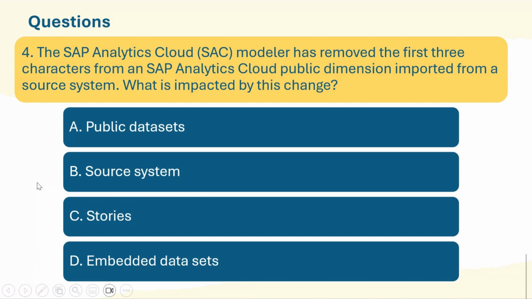The SAP Analytics Cloud Modeler has removed the first three characters from a SAP Analytics Cloud public dimension imported from a source system. So what is the impact of this change? Will it impact the public dataset, or the source system, or is it going to impact the stories or embedded dataset? So these are the four questions.